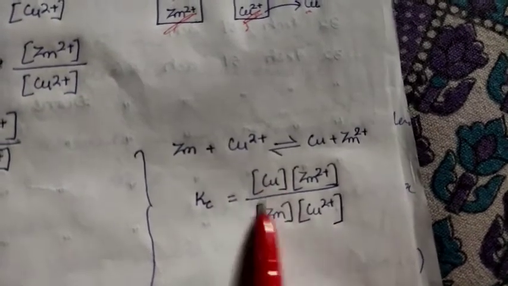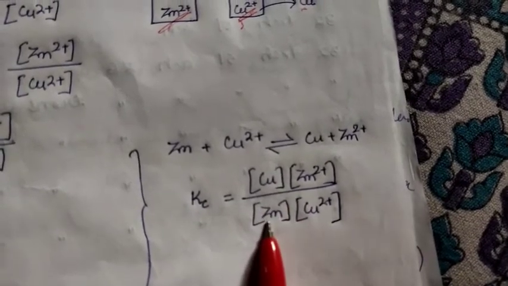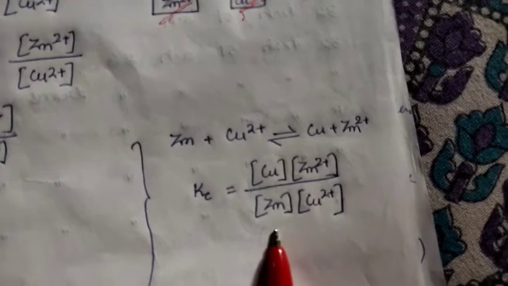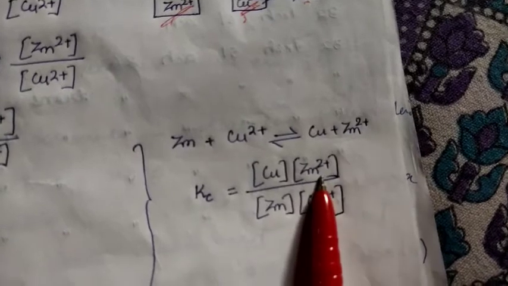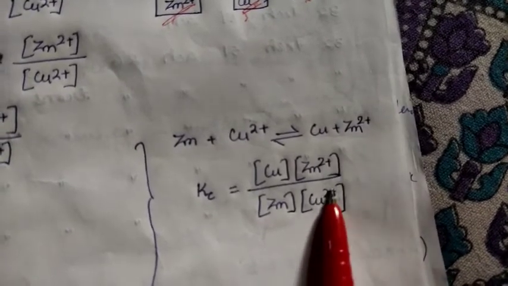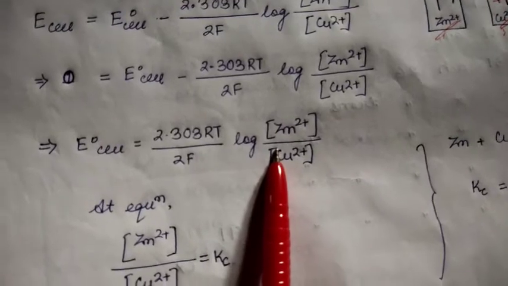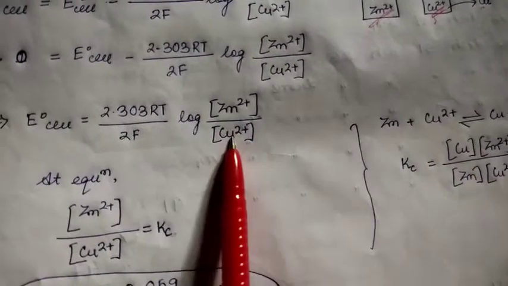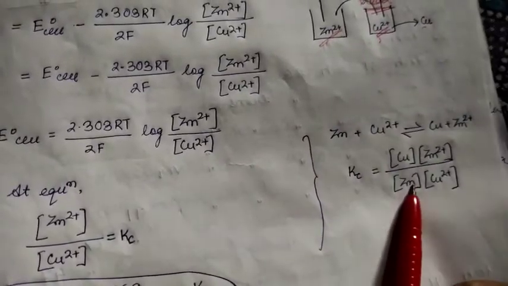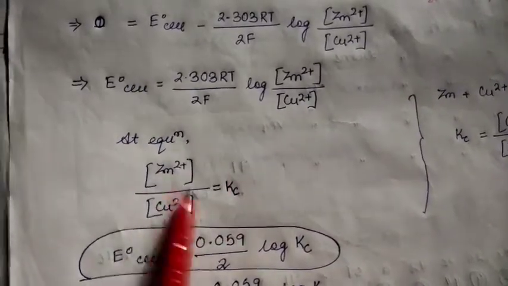As you know, the concentration of a solid substance is always unity, always 1. It does not change for a pure solid. So this will be 1 and this will be 1. So we are left with the concentration of Zn2+ divided by the concentration of Cu2+. Now let us come back to the equation. In place of this you can write log of Kc, right? This term is equivalent to Kc. So at equilibrium Kc is this.